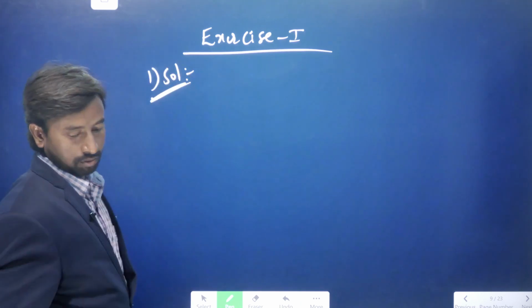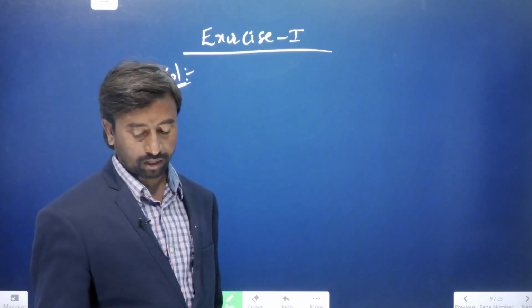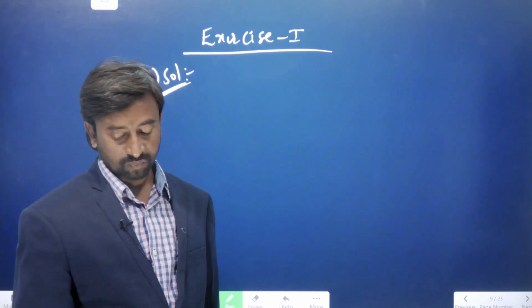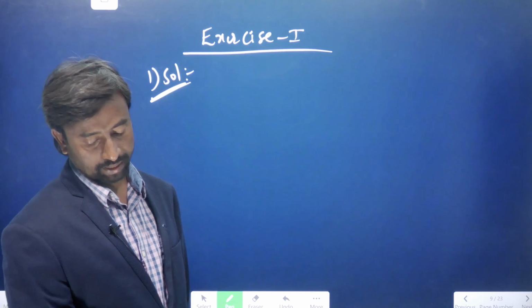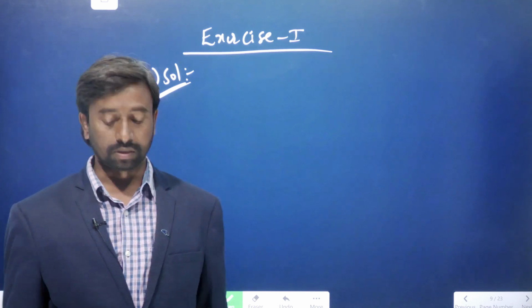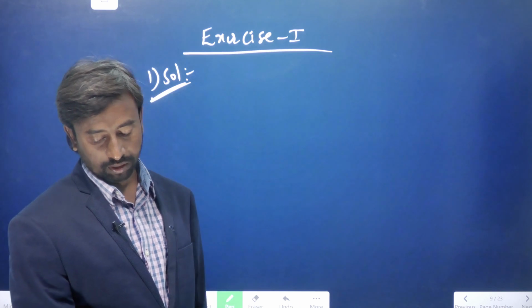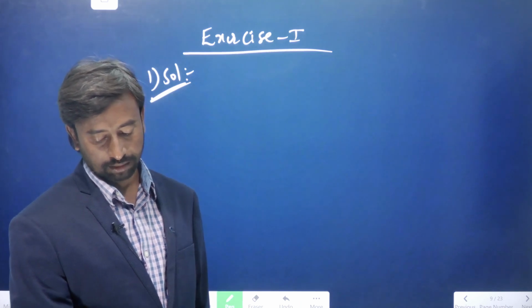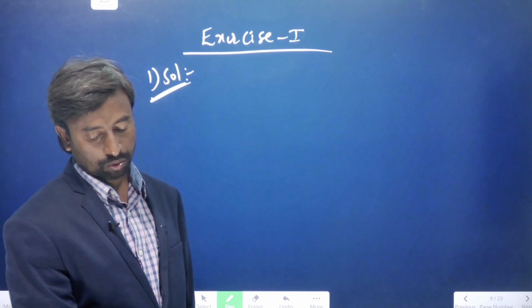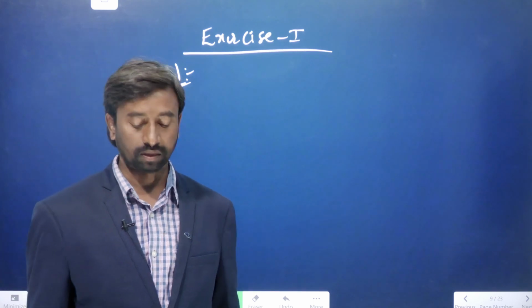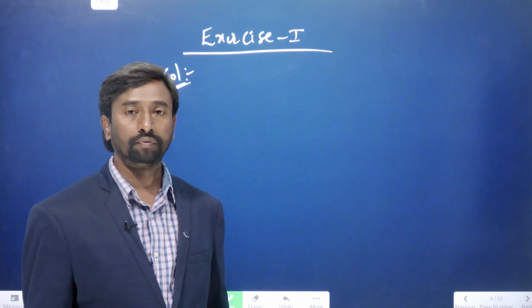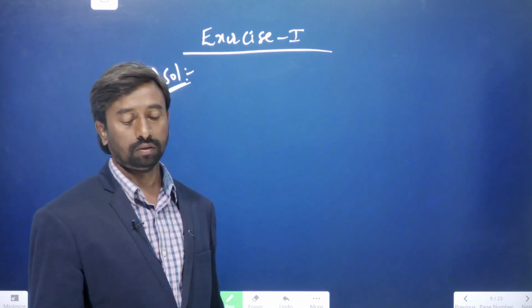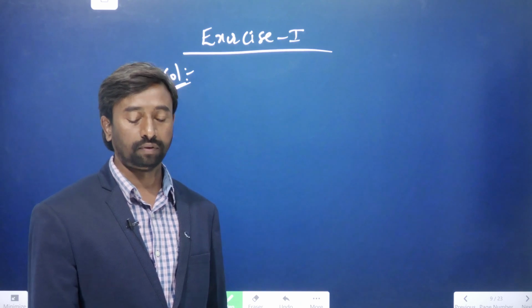A 1 kg ball moving at 12 meters per second collides head on with a 2 kg ball moving in the opposite direction at 24 meters per second. Find the velocity of each ball after impact, given that the coefficient of restitution is 2 by 3. After the collision, what are the final velocities they are asking for?